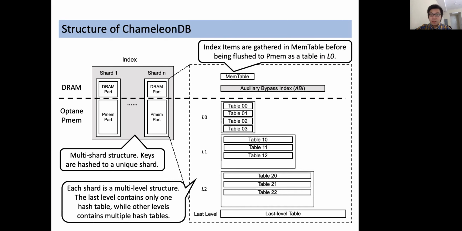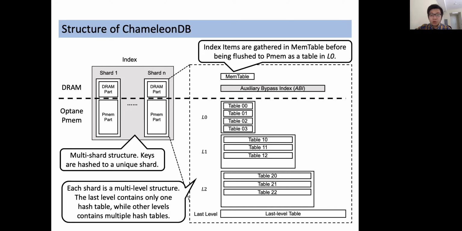Each shard has its own main table to gather items in DRAM before flushing them to Optane Pmem. We have a structure named auxiliary bypass index in DRAM for each shard. This is a critical structure that makes ChameleonDB achieve its 4 goals. I will detail this structure later in this talk. Let's first focus on the multi-level structure of a shard.